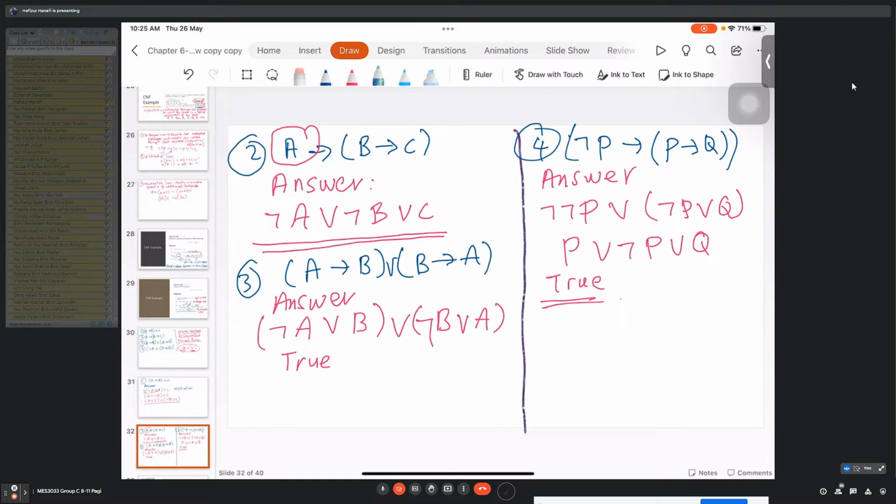Okay, and then we have A implies B or B implies E. It's the same as negate A or B or negate B or E. And then the truth value is equivalent to true. Okay, same goes to question number four. Negate P implies P implies Q, we have negate P implies negate P or Q. And then we have P or negate P or Q is equivalent to true.